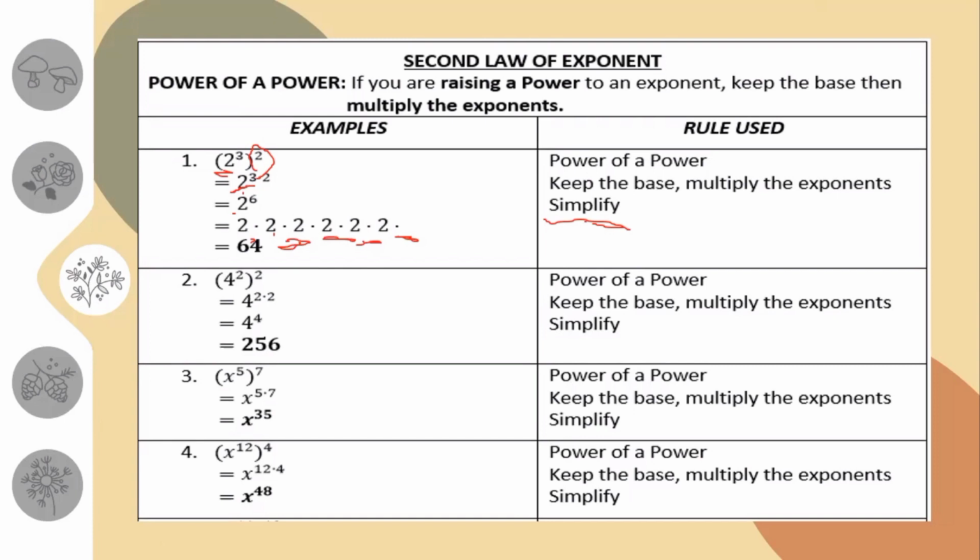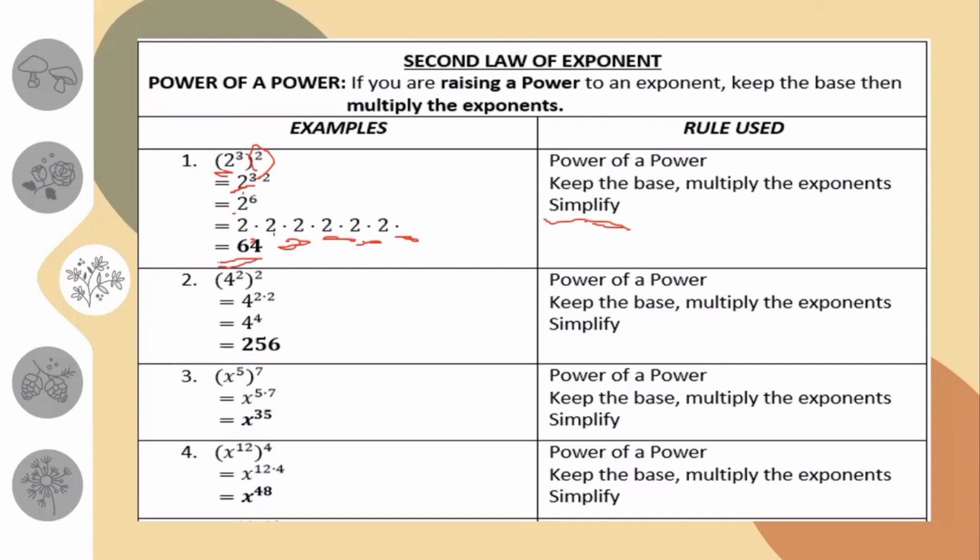That's why, we'll now have our final answer. The quantity 2 raised to 3 squared is equal now to 64. So, that's for our first example. How about for our second example? Still, if we try to look on the given, power of a power is needed. Okay, so 4 squared, the quantity 4 squared raised to 2.